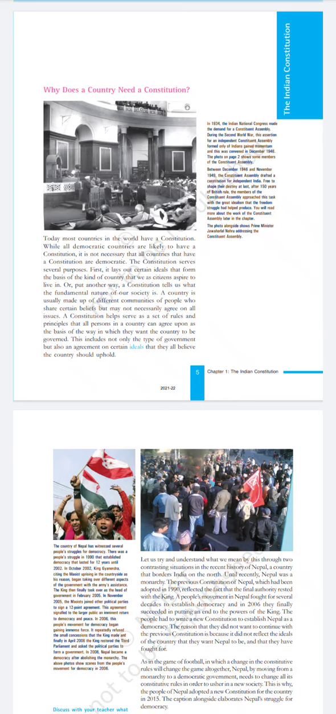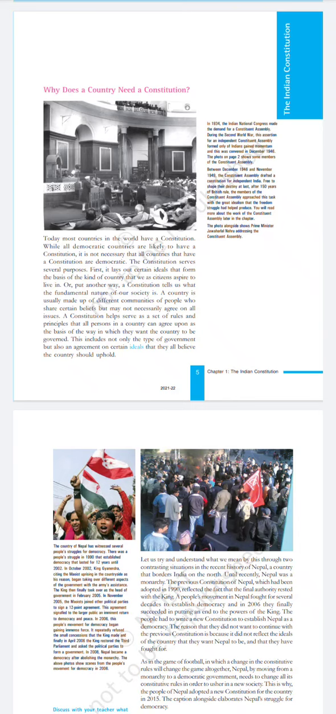Between December 1946 and November 1949, the Constituent Assembly drafted a constitution for independent India, free to shape their destiny at last. After 150 years of British rule, the members of the Constituent Assembly approached this task with the great idealism that the freedom struggle had helped produce. You will read more about the work of the Constituent Assembly later in the chapter. The photo alongside shows Prime Minister Jawaharlal Nehru addressing the Constituent Assembly.